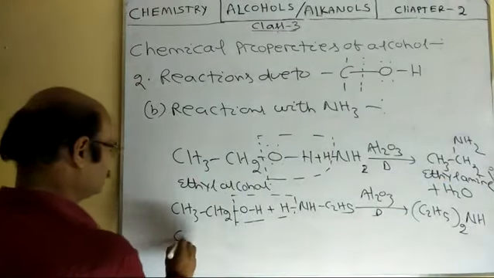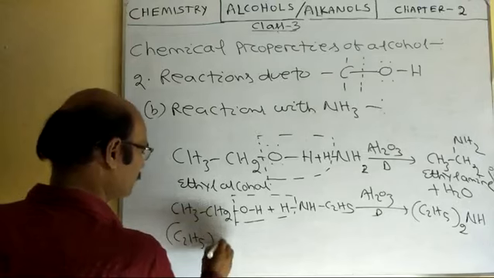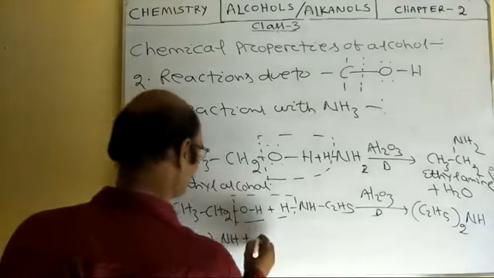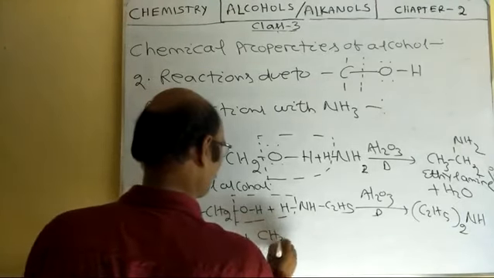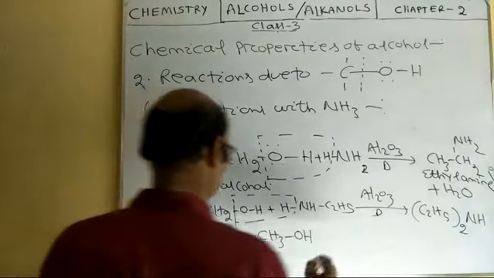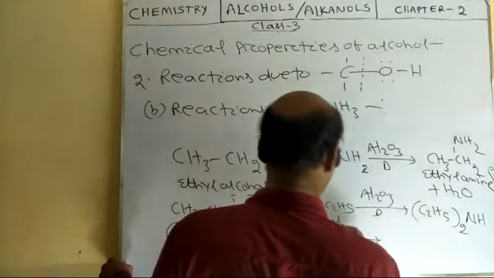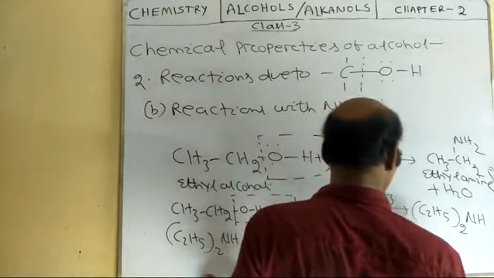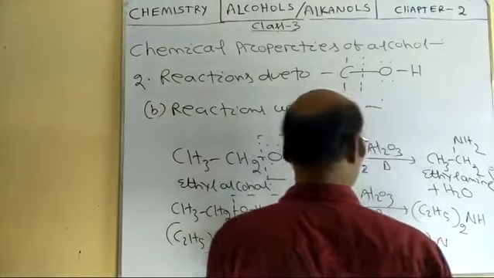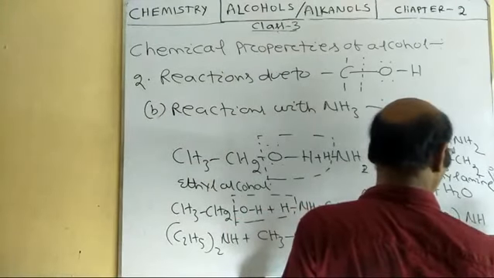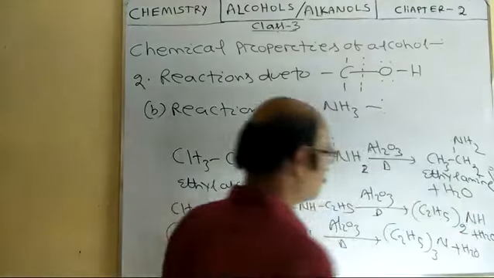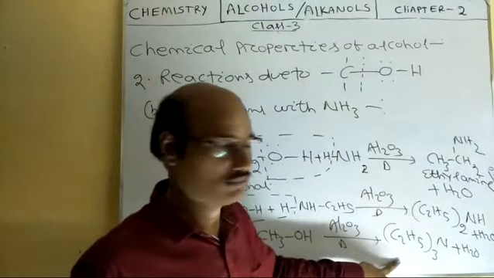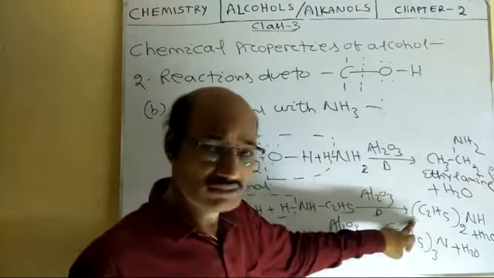Again, (C2H5)2NH plus CH3CH2OH, you get what? (C2H5)3N plus H2O. This is called ethylamine, this is called diethylamine, this is called triethylamine. This is a primary amine, this is a secondary amine, and this is a tertiary amine.